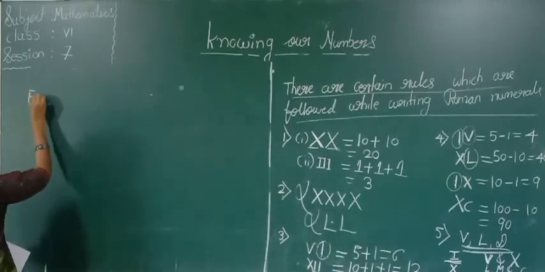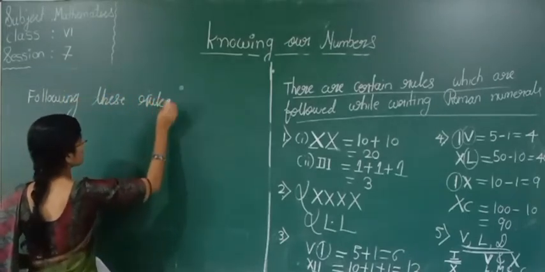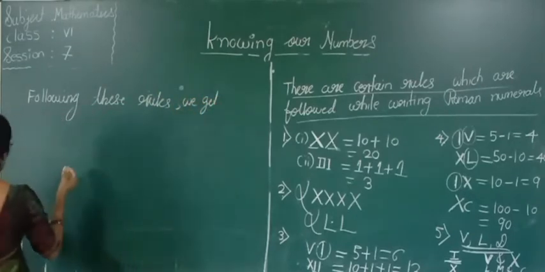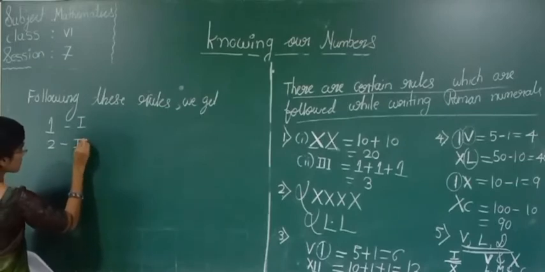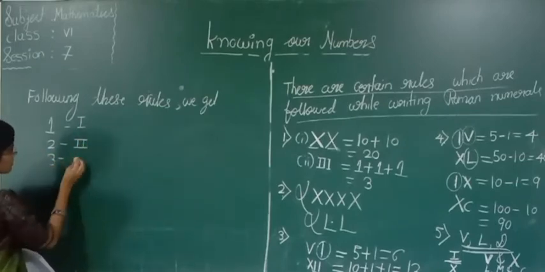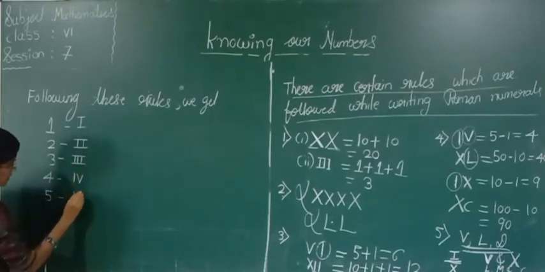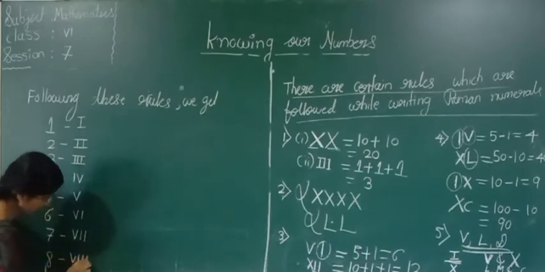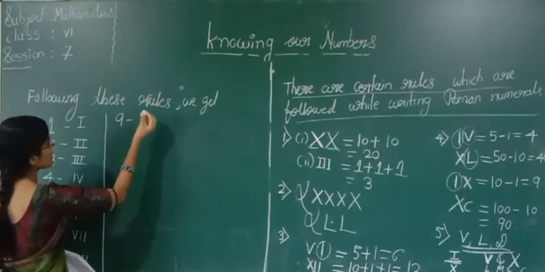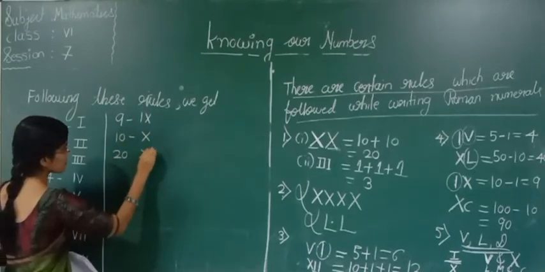So following these rules, we get, see how we will write 1, it is 1, 2, 3, 4, 5, 6, 7, 8, 9, 10. Okay, we will go for 20, 30.